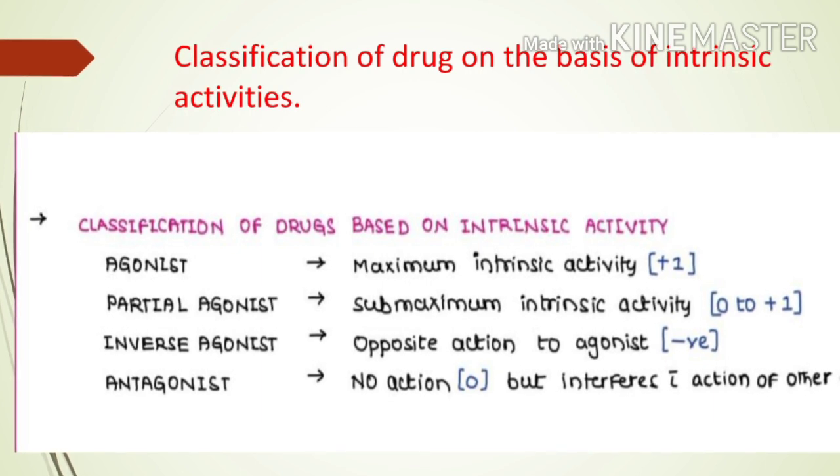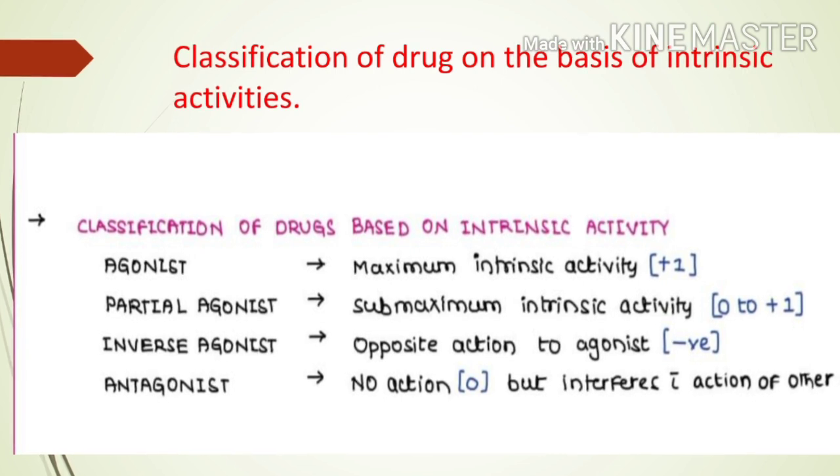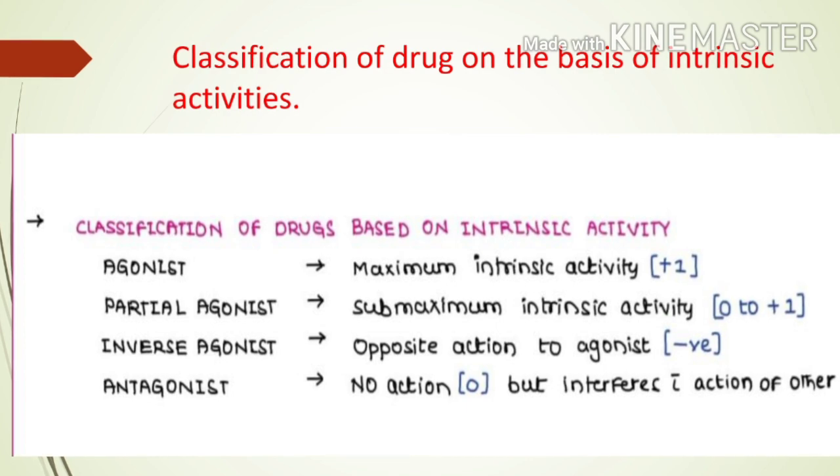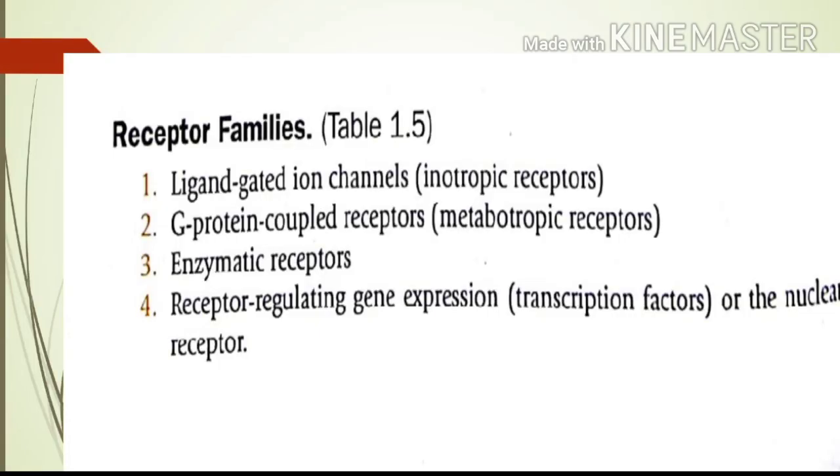Partial agonist shows intrinsic activity below agonist. Inverse agonist shows completely opposite action. Antagonist does not show any action. It interferes with the other drug's action. Types of receptors are ionotropic receptors, metabotropic receptors, enzymatic and nuclear receptors.